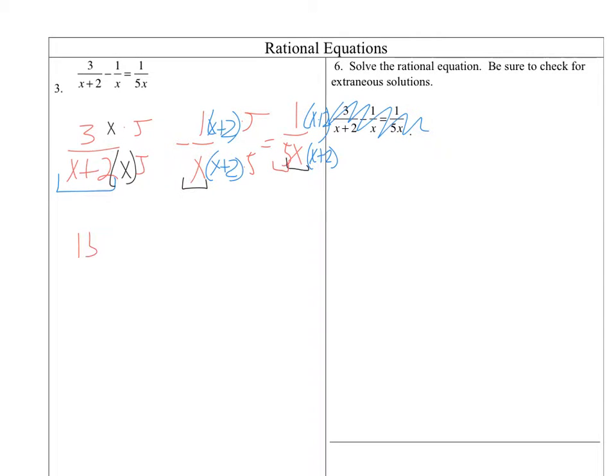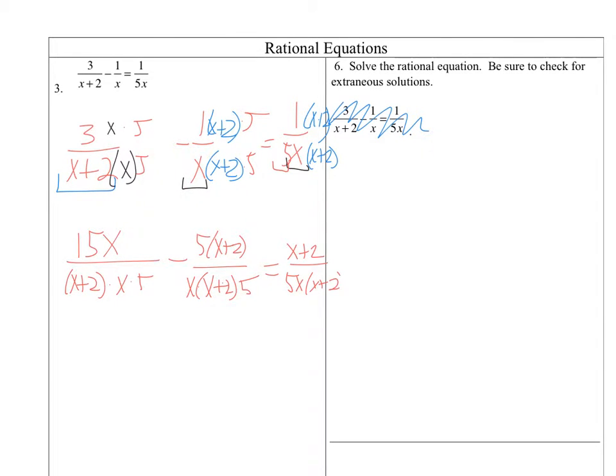So that's going to be 15x over x plus 2 times x times 5. This is going to be minus 5x plus 2 over x times x plus 2 times 5. And then this is going to be equals 1x plus 2 over 5x times x plus 2. All denominators are the same. If I multiply the whole thing by the denominator, those just go away, leaving me with 15x minus 5x plus, ooh, I gotta be careful, plus 10. I'll keep that in parentheses for a minute. And then equals x plus 2.